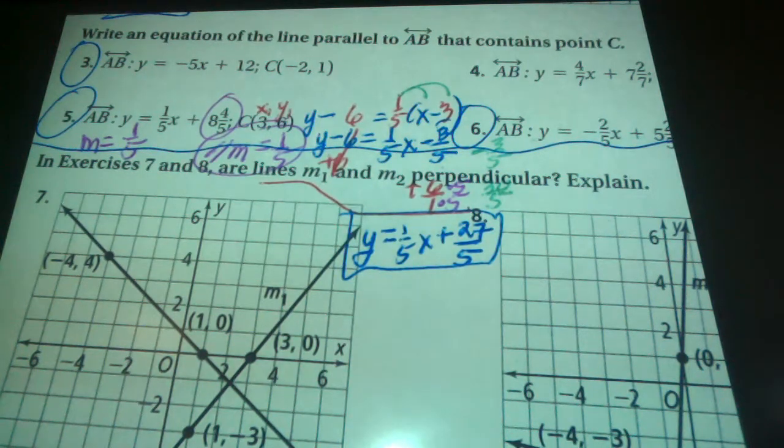All right, so you go ahead and do 3 and 6, and you have about 5 minutes to do that. You might have to do them on a separate sheet of paper.